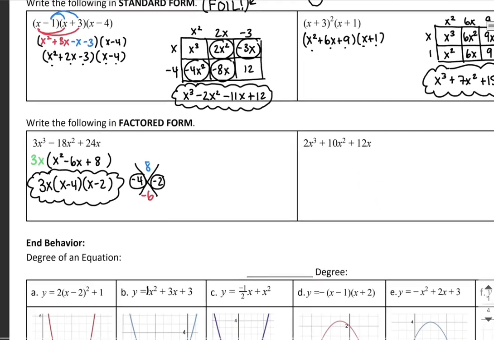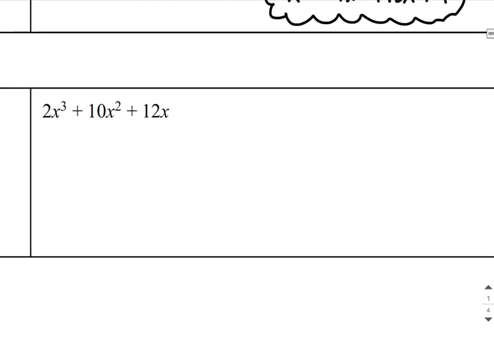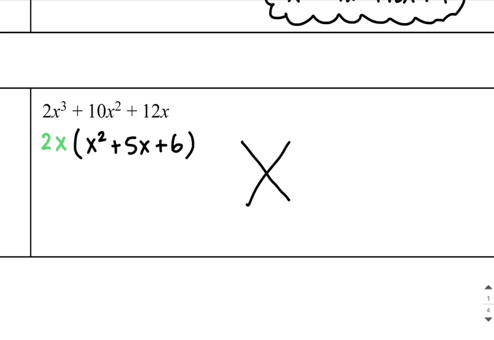All right, I want you to pause the video and try this example on your own. In this example, I have 2x cubed plus 10x squared plus 12x. I'm taking out the GCF, which is 2x, and I'm going to rewrite this as 2x times x squared plus 5x plus 6. I'm going to look for two numbers that multiply to 6 and add up to 5, and those two numbers are 3 and 2.